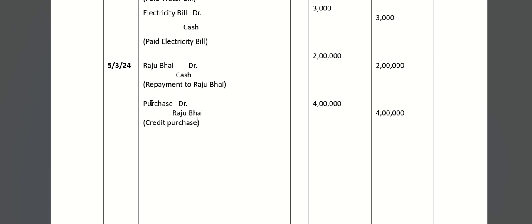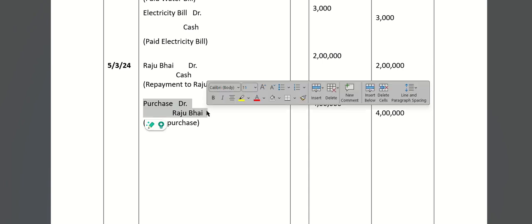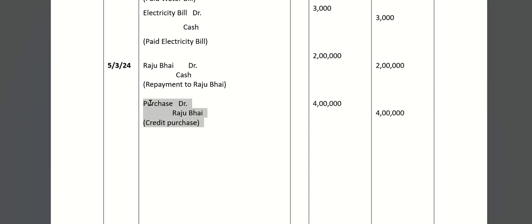Now we know we made another credit purchase on the same date, isn't it? The credit purchase, just copying it again for my convenience, you have to write it once again. We made a credit purchase on the same day, but not from Raju, but from a new person called Rajiv. So the name and amount alone change.